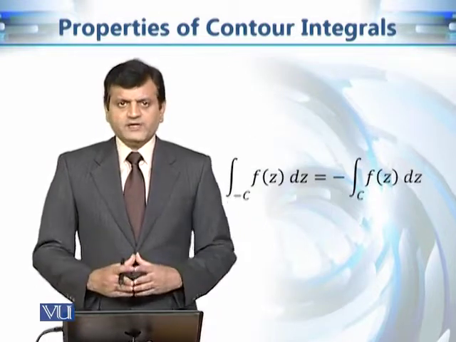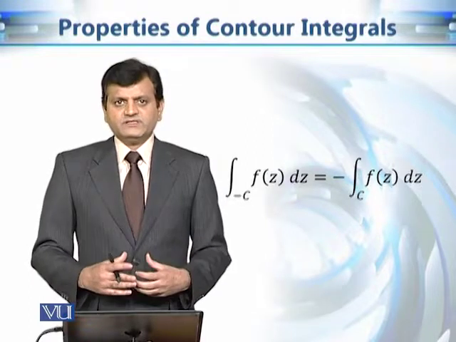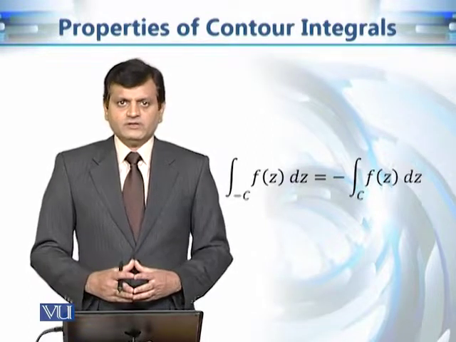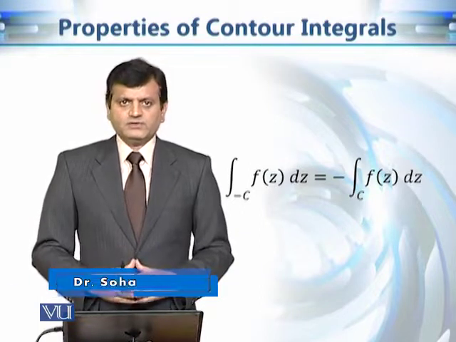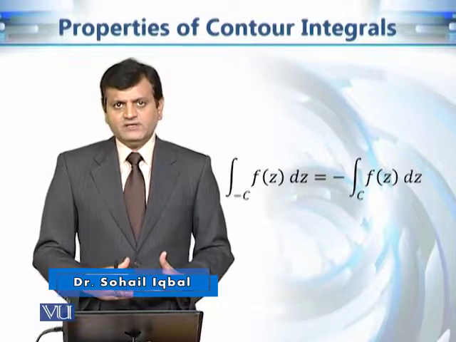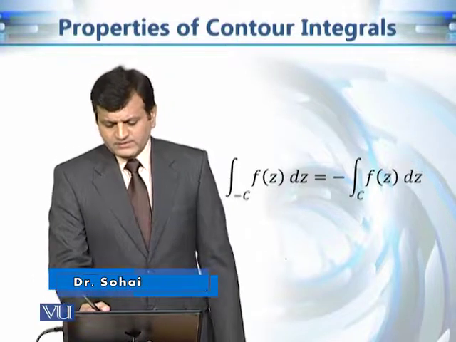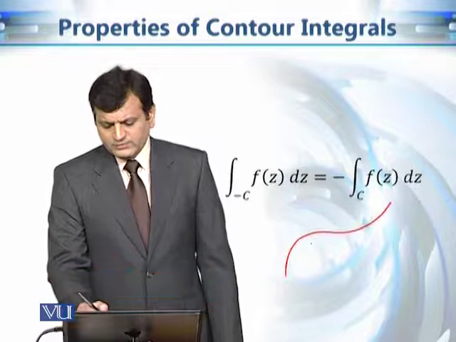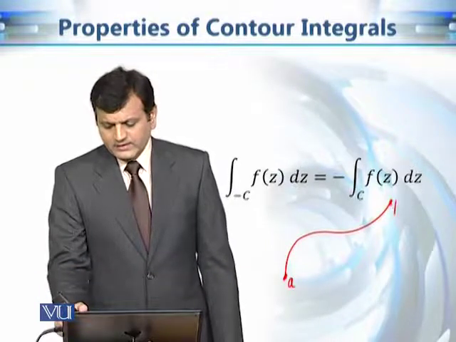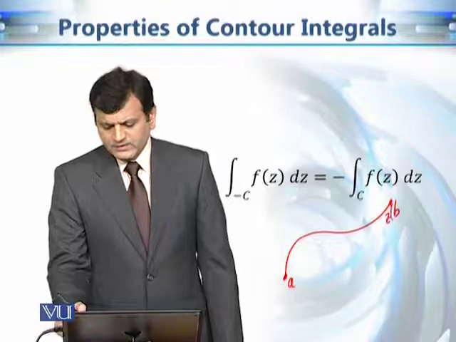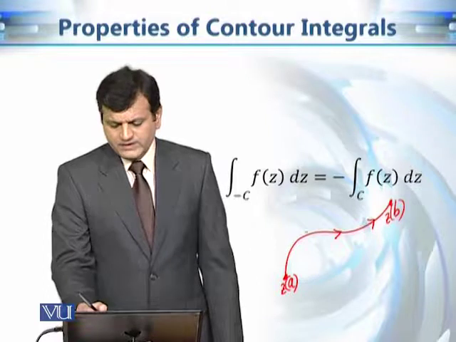Our first property is, if we consider the contour C, and its negative contour, which is minus C, then this is the relation between the contour integrals along minus C and along C. So we know what C is. C is just a contour, starting from point Z of A and ending at Z of B. So we are moving in this direction.